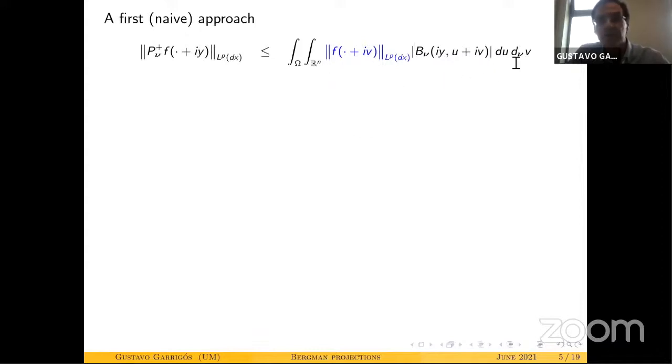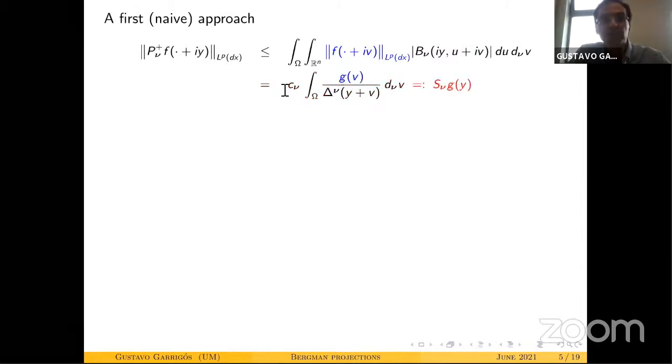Then now you have an integral over du, and this integral doesn't depend on u, it is explicit. Because you can use the explicit formula and the homogeneity of the group, you are going to obtain a positive operator, okay? So this g function in blue is this function here. Now you have to take an LQ norm in the y variable, and if the operator S nu is bounded from LQ into LQ, then this operator P plus is going to be bounded. So you are reducing the problem of complex variable to a real integral and a real operator.